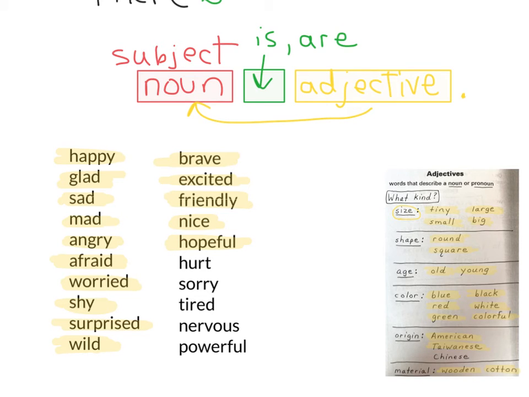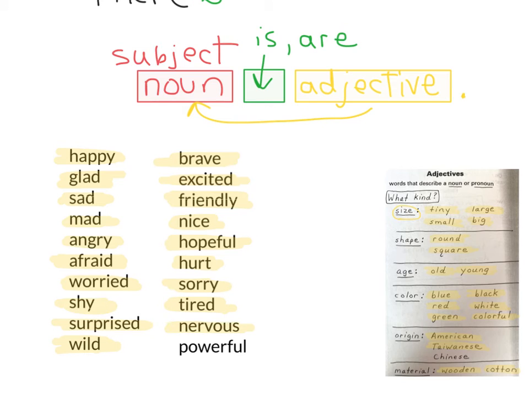If someone falls off their bike and hurts their knee, we would say he is hurt. She is hurt. If someone does something that they feel badly about because it made someone else sad, they might say, I am sorry, or he is sorry, or she is sorry. If someone has been running for a long time, then he might be tired. We say he is tired, she is tired.